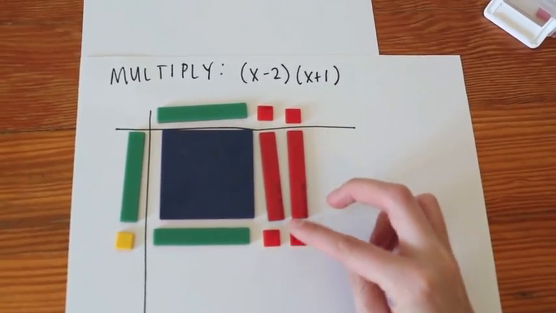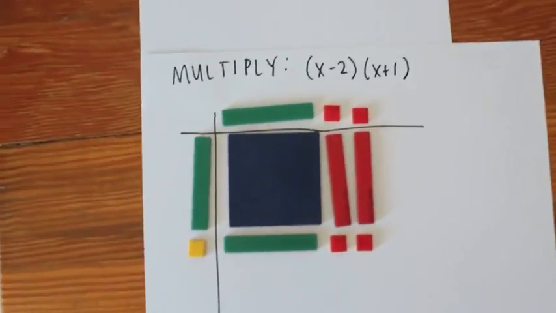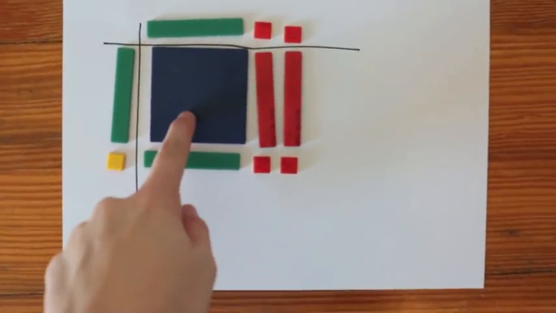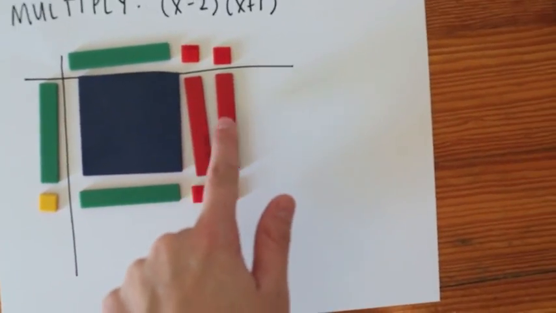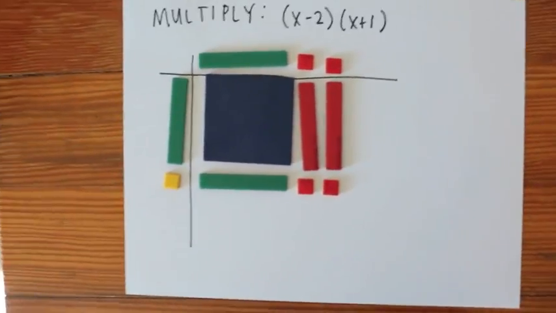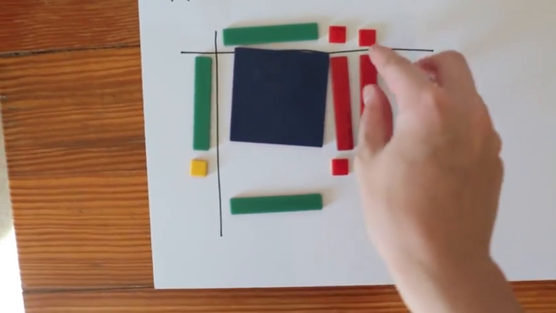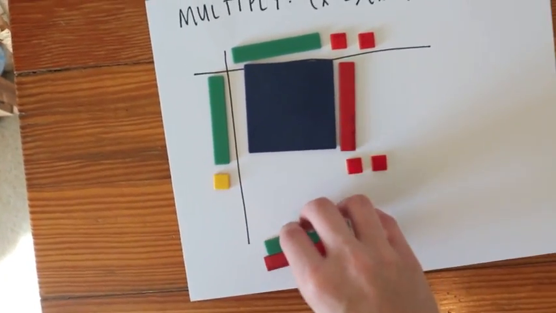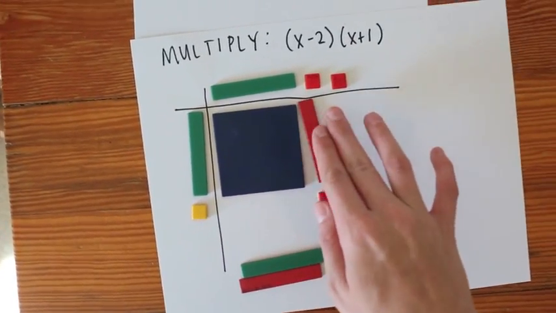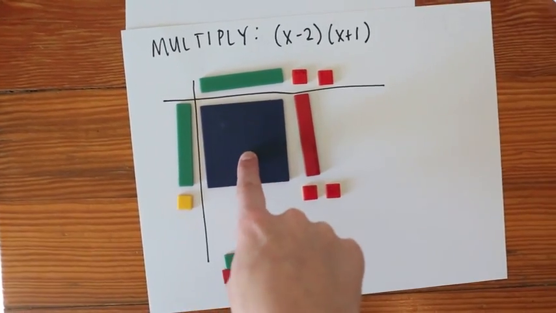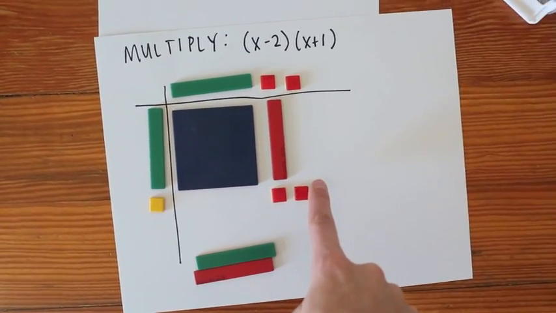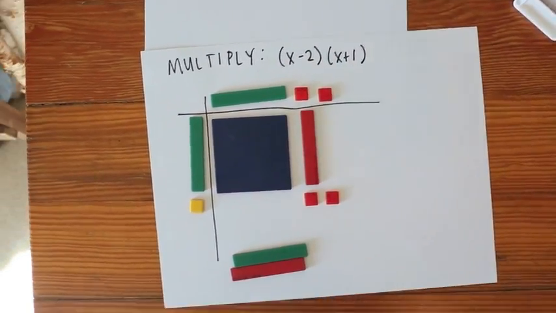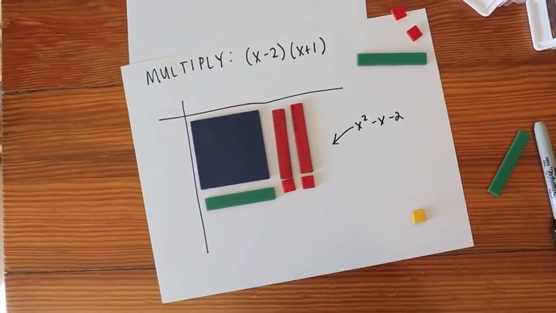So now we can easily see that the area, we just have to count it up, is x squared plus x minus 2x minus 2. Well, a plus x and a minus x cancel. These cancel out. They're a zero pair. And then we're just left with x squared minus x minus 2. And we would get that if we multiplied it out. The great thing about this is we can also work backwards.